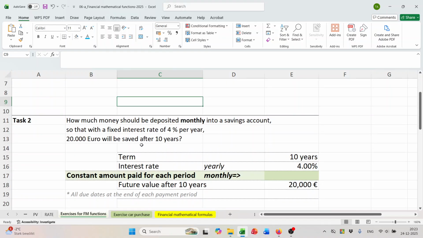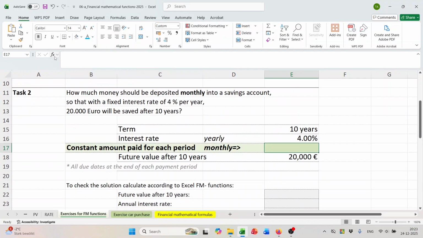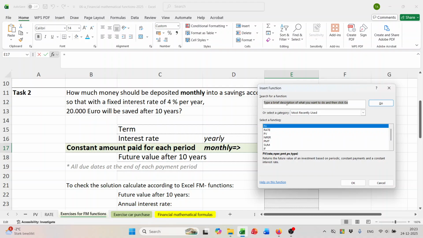Task two: how much money should be deposited monthly into a savings account, so that with a fixed interest rate of 4% per year, €20,000 will be saved after 10 years? Here in this task the monthly deposit is asked, so we have to calculate the PMT, the monthly payment. We can use the PMT function.